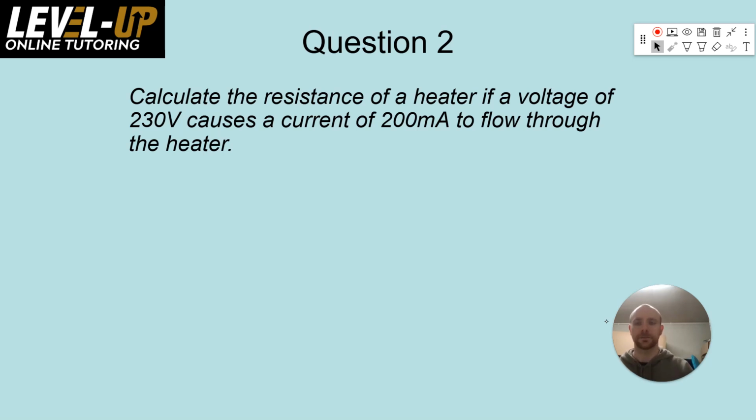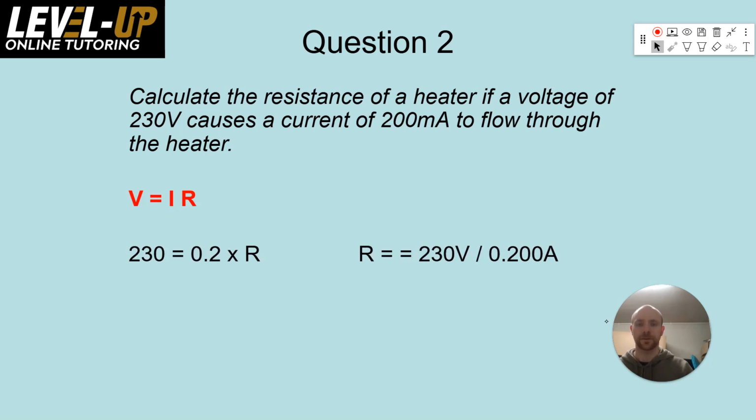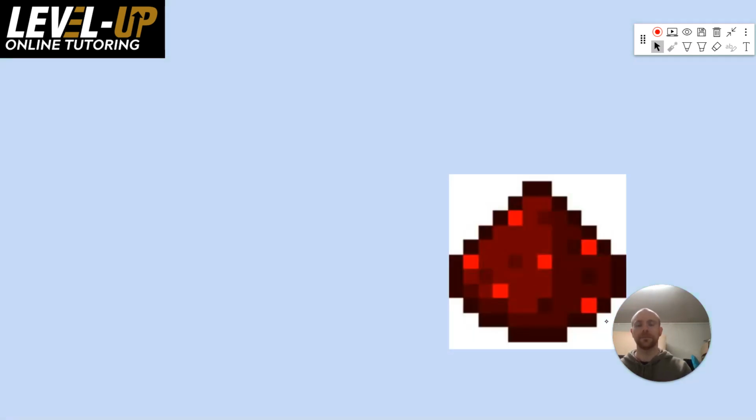Slightly harder, not much harder. And the answer, there's your formula again. Subbing in, again, notice I've substituted these values into V equals IR, then I've rearranged it. There's your answer.